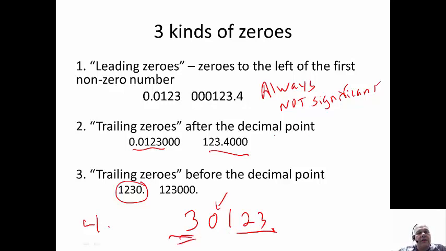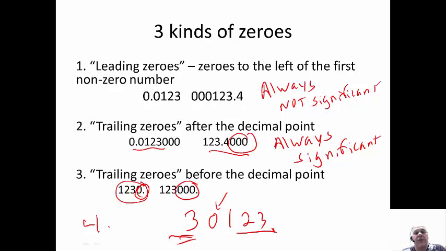For my trailing zeros, if they're after the decimal point, they're also always significant, because I wouldn't need to write them if I didn't know them. These 3 zeros at the end don't do anything except tell me what's in that decimal position. They're not needed as place markers. That's different than the zeros before the decimal point. I need this 0 in 1,230, so I know it's not 123. I need all 3 of these zeros in 123,000, so I know the number is not 123.